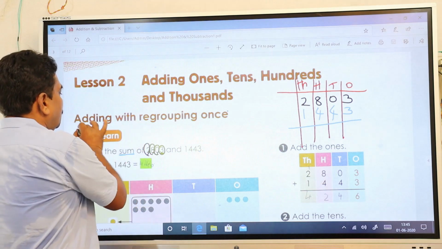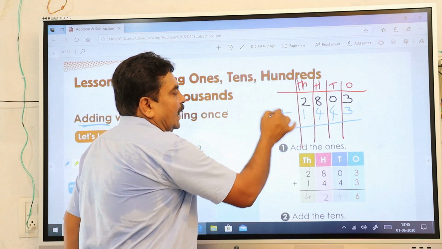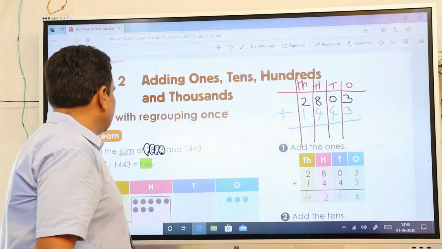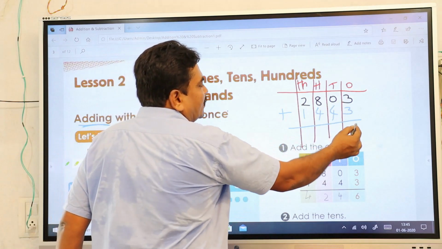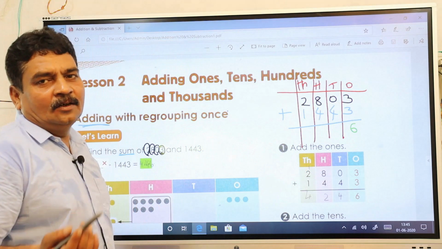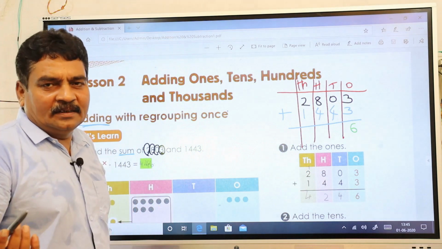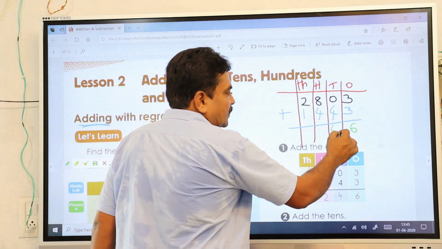He's asking you to find the sum. Sum means what? Addition. Okay, so you simply add. If you are simply adding it, what do you get here? 3 plus 3, how much? 6. 0 plus 4. Whenever you add 0 to any number, the number doesn't change, it remains the same. So you write down 4 as it is.